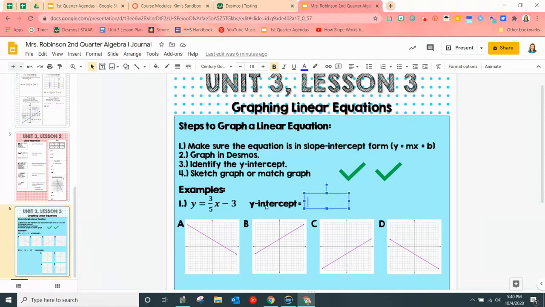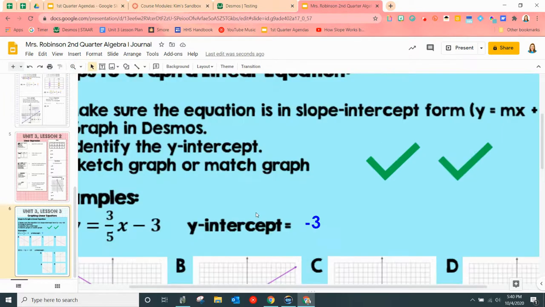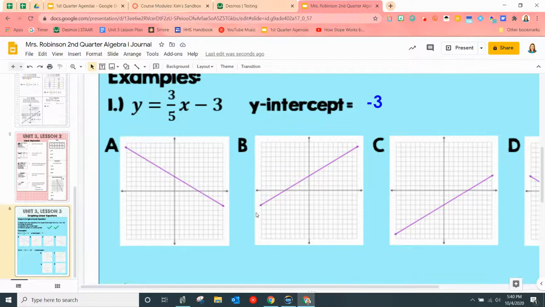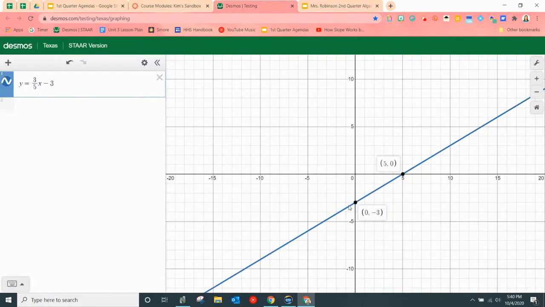Which one is it? What did we just say our y-intercept was? We could have found it straight from our equation right here, -3. So our y-intercept is -3. So we're looking, and I'm going to zoom in a little bit further. We're looking for one of these, and I know the pictures are small, but you can zoom in, that's crossing at -3 down here. So notice here's your origin.